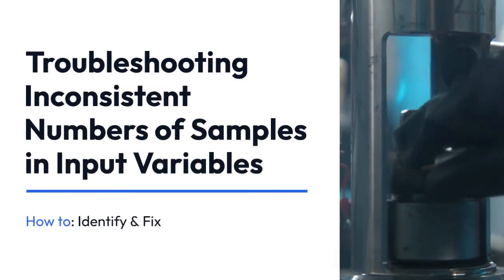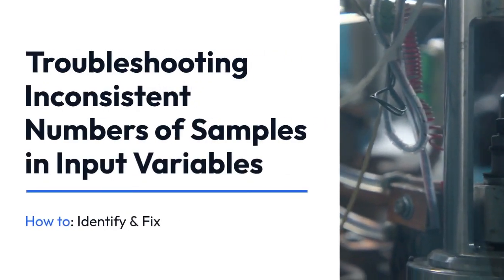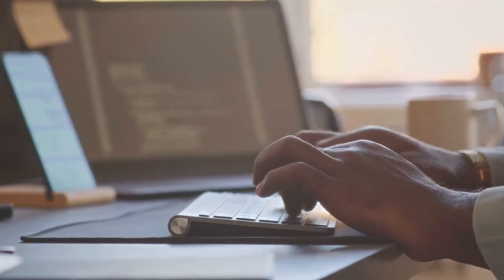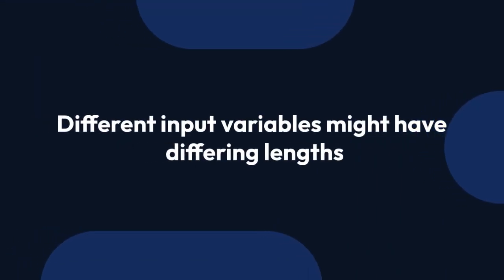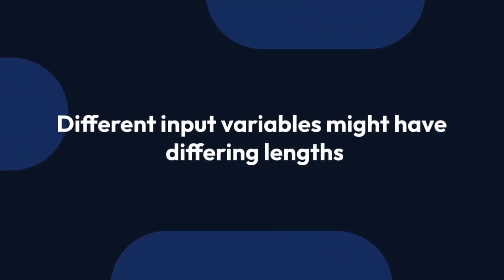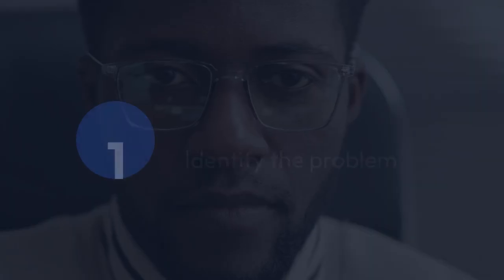We're going to explain how to troubleshoot inconsistent numbers of samples in input variables within your Python code. This is a common problem when working with machine learning, data analysis, or any situation where you're dealing with multiple datasets or arrays. The core issue is that your different input variables might have differing lengths, leading to errors when you try to process them together. Let's break down how to identify and fix this.